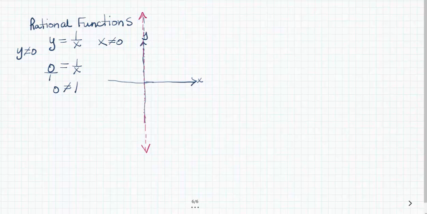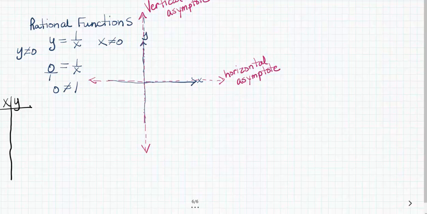There's also one at y equals 0, which is the x-axis. So there aren't any points here where their y-coordinate would be 0. That's the other asymptote. So we have what we call a vertical asymptote and a horizontal asymptote. Now let's plug in some values and see what happens to the graph. We already know that x and y can't be 0, so there's no intercepts.